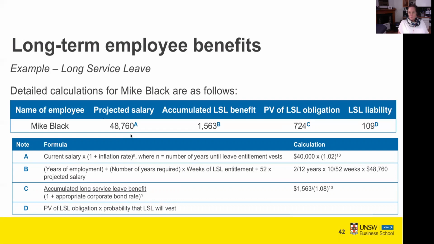Once I've determined the present value of Mike's obligation, I then need to determine the likelihood that he will actually remain employed for another 10 years and therefore receive the benefit. Back on slide number 40, it told us that the likelihood of him making that 12 years was 15%. So therefore, the amount that I'm going to recognise as the liability for him is $109.